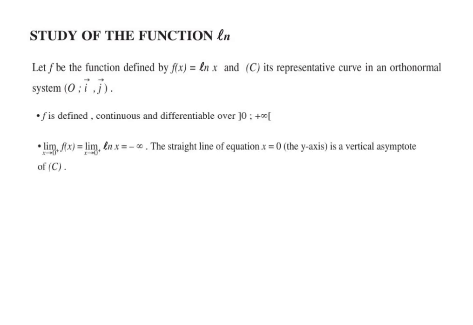So the limit of the function when x tends to 0 plus, you know that ln 0 plus is minus infinity. So the straight line of equation x equals 0 is a vertical asymptote to C. Limit of the function when x tends to plus infinity is ln of plus infinity, which is plus infinity. Now the derivative. The derivative of ln x is 1 over x, and this function is positive for every x, then f is strictly increasing.